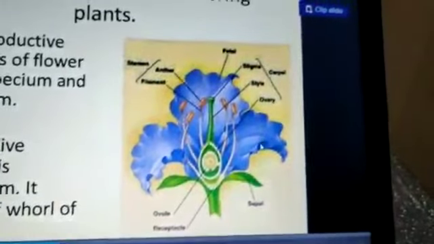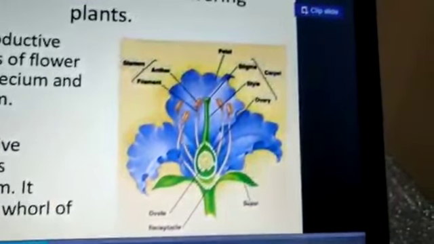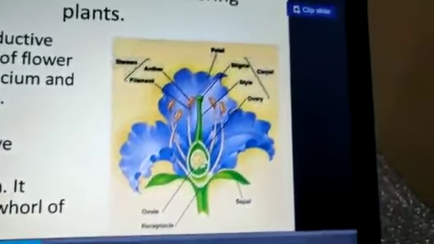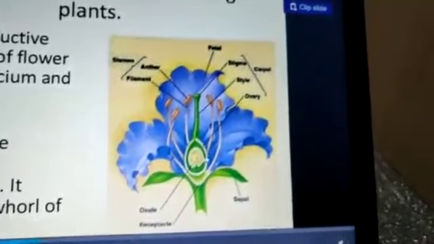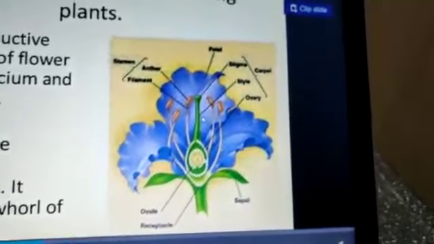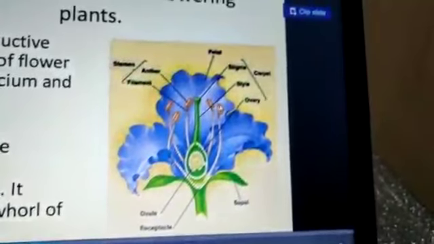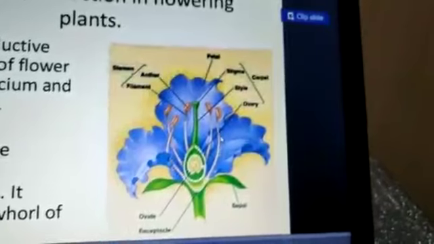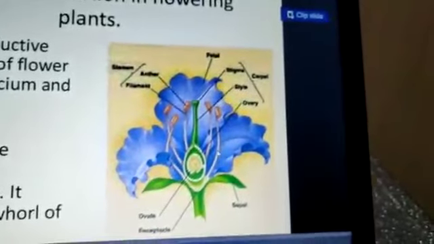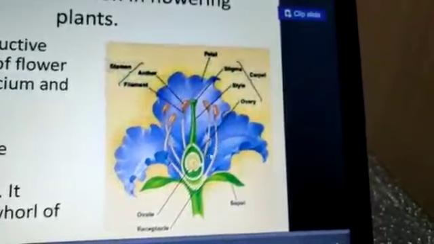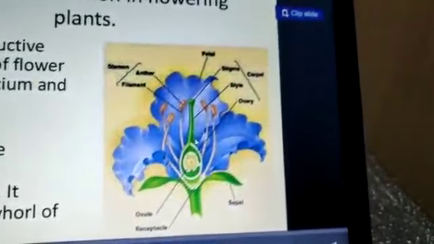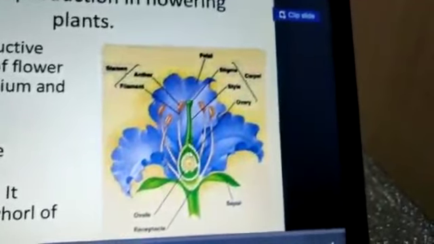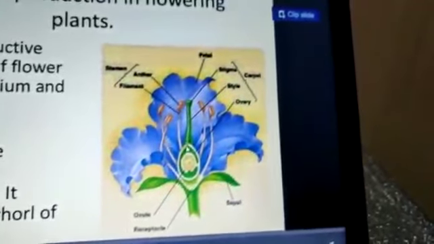Sepals and petals are non-essential parts of reproduction. They only protect the reproductive parts of the flower. So what are the reproductive parts? You are able to see here, this is termed androecium or stamens, the male part. A collection of stamens is termed androecium, and in the center, this green part you are able to see is the pistil or carpel, the gynoecium.